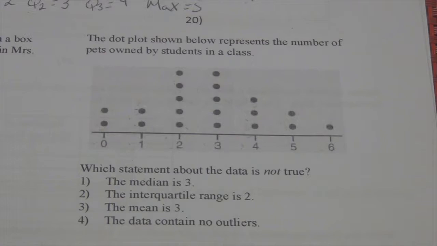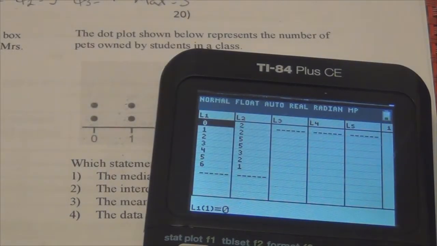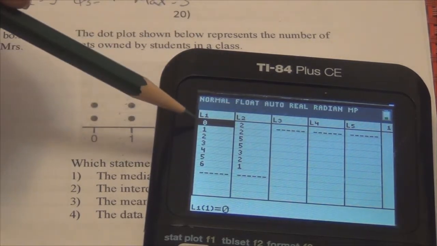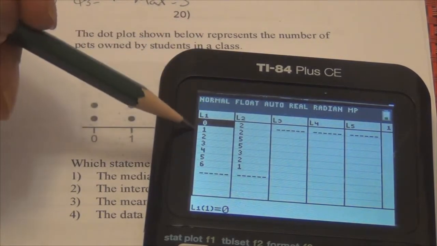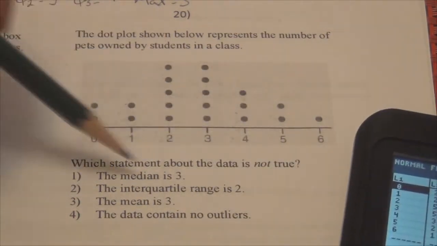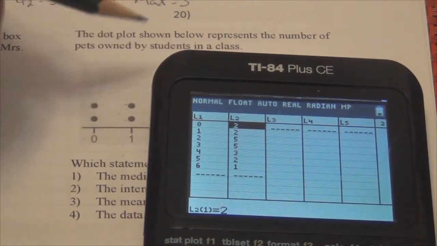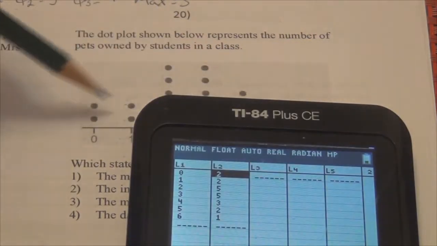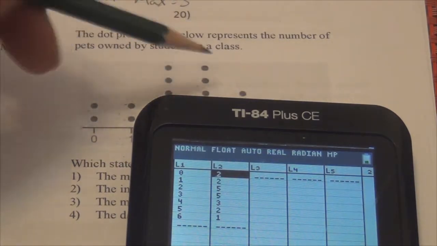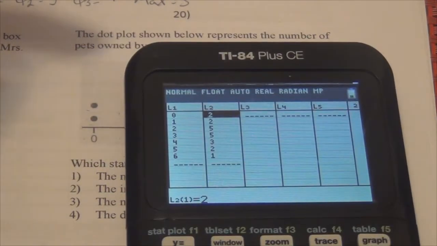What I'm gonna do is go into the calculator, and input the data. So, remember, we're talking about pets owned by students. 0 pets were owned by 2 students, 1 pet by 2 students. You have the numbers right here. So 0, 1, 2, 3, 4, 5, 6 go in the first column, L1, and then the number of students go in L2. See that? 2, 2, 5, 5, 3, 2, and 1.